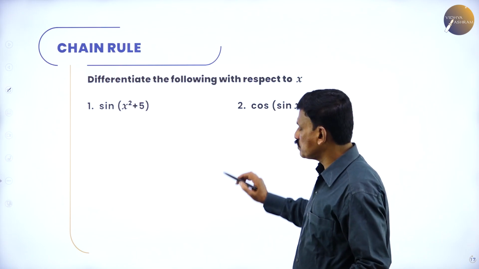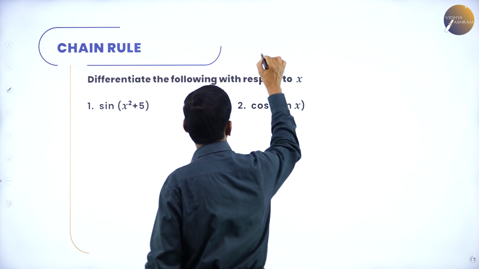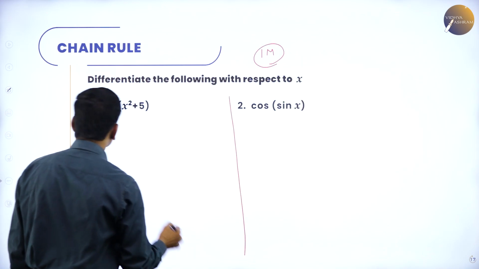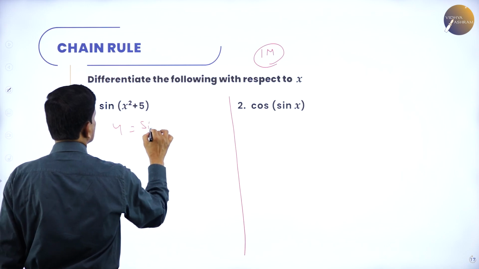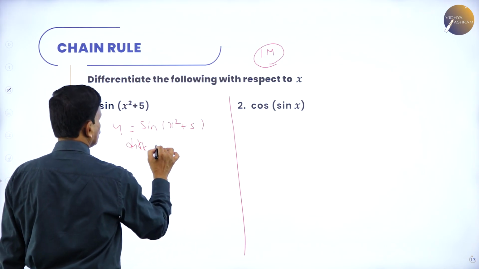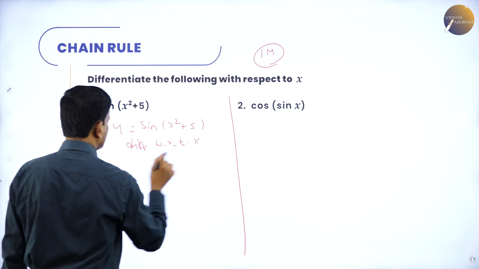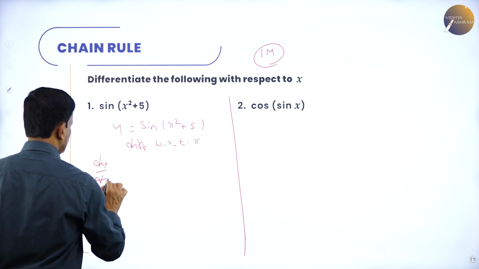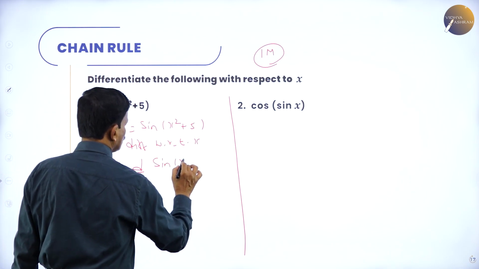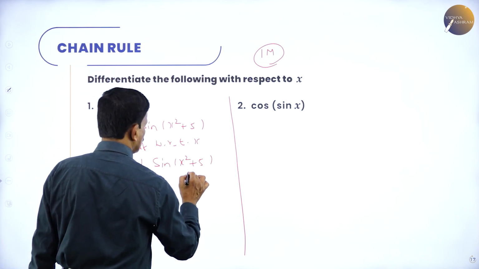Differentiate the following with respect to x. These are all 1 mark questions, so I may expect them for 1 mark. What is given here? y is equal to sin of (x square plus 5). Differentiating with respect to x, you will get dy by dx is equal to d by dx of sin of (x square plus 5). Let us call the inside function X.